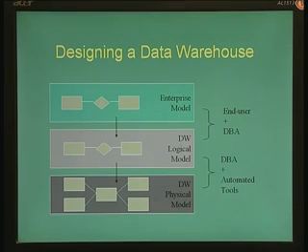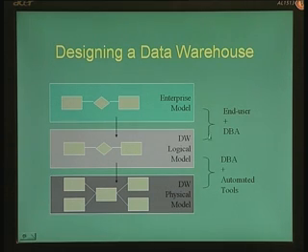Now, based on the enterprise logical model, we build the logical data warehouse model, or the data warehouse logical model, and from the data warehouse logical model we come down to the data warehouse physical model, which is the star schema, the Snowflake schema, or Constellation, and so on and so forth.